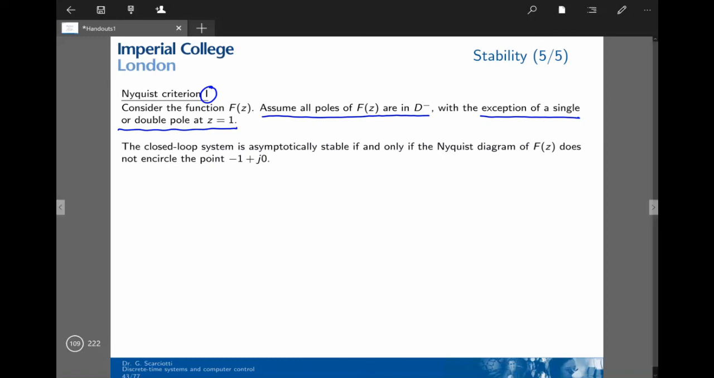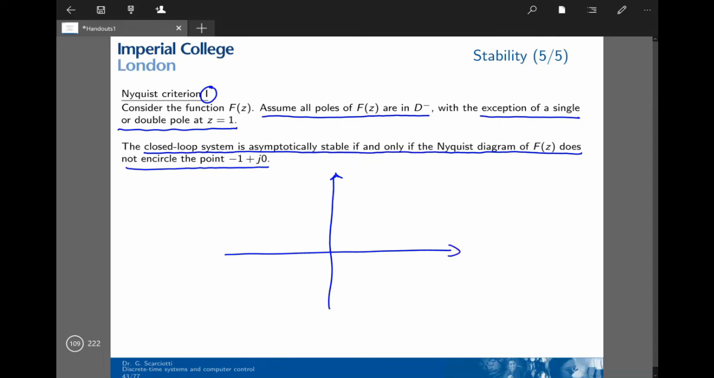If all the poles of f of z are inside the unit circle, then the closed loop system is asymptotically stable if and only if the Nyquist diagram does not encircle the point -1 + j0. So if the open loop system is asymptotically stable, then the closed loop system is asymptotically stable if and only if the diagram does something like this. It does not go around -1. For instance, it may do something like this. Also in this case, it's not encircling, it's not going around -1.